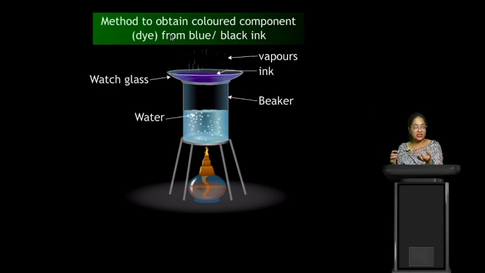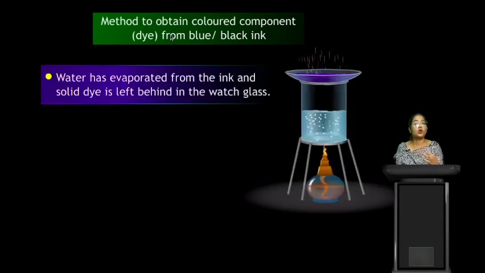Then there is a beaker there. Then there is a watch glass and ink. So since the water is boiling, the ink is being heated up. And then you can see vapors going up, right? So there's water heating up, the vapors are going up. So what's happening here? Water has evaporated from the ink. So because of the water boiling in the bottom, the water in the ink component is evaporated. So what's happening? The solid dye which is in the watch glass is left behind in the watch glass. So there is water which is being evaporated from the ink component, and only the solid dye, which cannot be evaporated, is left behind in the watch glass.